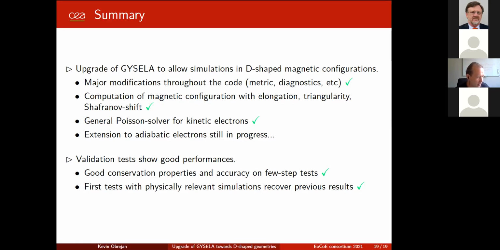Yeah, Kévin, thanks for the nice presentation. In terms of the Poisson solver, we did have that conversation with Eric Sonnendrücker a few days ago. Did I understand correctly that you're using the Poisson solver on the cross sections or on the full 3D tokamak? Each cross section can be solved independently in the current state of GYSELA. So it's a 2D problem solved as many times as we have cross sections.